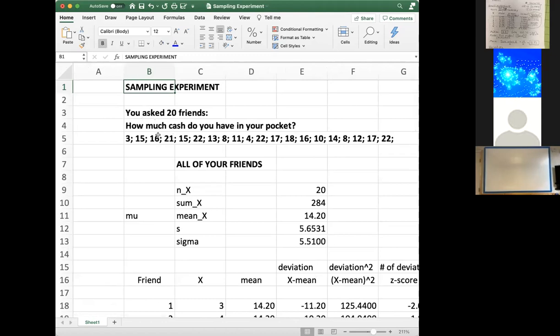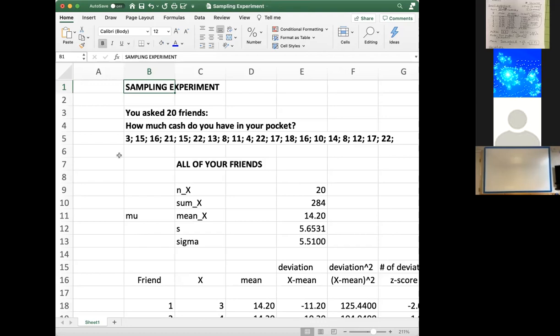You asked 20 of your friends, how much cash do you have in your pocket? Now, I don't know how you normally pay for stuff. You got a debit card, you got a credit card, you got Google Pay on your phone. Whatever you do, right? I do know this, people don't carry as much cash around in their pockets as they used to, kind of, right? Used to make jokes about a pocket full of coins.